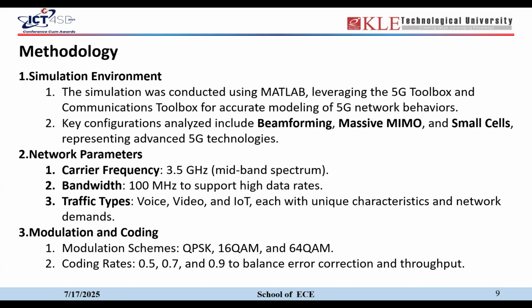Now let's walk through our key parameters. We have used a carrier frequency of 3.5 gigahertz. This is a part of the mid-band spectrum in 5G. It offers a good compromise between range and speed. For example, 4G uses a carrier frequency around 2 gigahertz. We have used 3.5 gigahertz, and we have used a bandwidth of 100 megahertz.